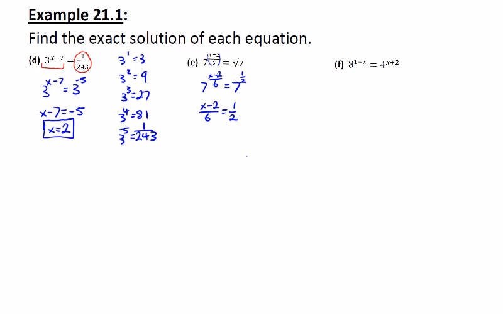In which case you get to this point and you have a proportion, and there would be a number of ways that you could solve a proportion. I'm going to multiply both sides by 6, so that way I can have x minus 2 is equal to 3, in which case x would have to be equal to 5.